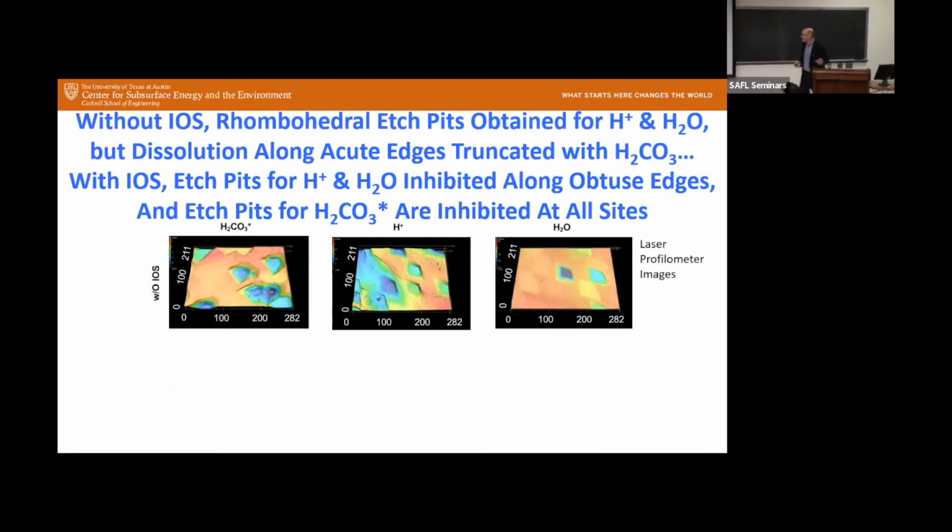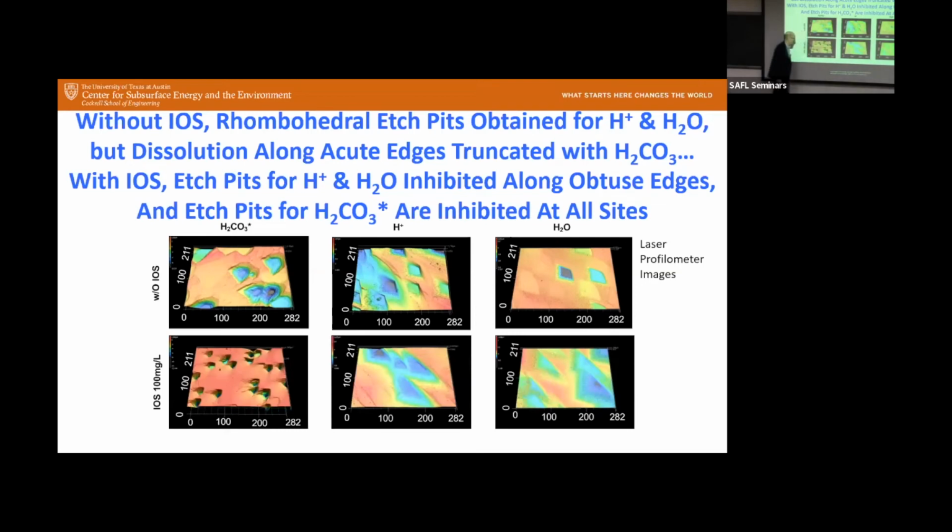All right, so the first thing we did, again, I'll go back to the laser profilometer results. I'm presenting them a little bit differently here. We looked at what etch pits are forming under the three conditions. With protons or water, we get these classic rhombohedral etch pits. But interestingly, and I'll tell you at the end of the talk, I still can't explain why: when we use carbonic acid, the acute edge is truncated, and we're getting more dissolution along this obtuse edge, right? And I'm not quite sure why.